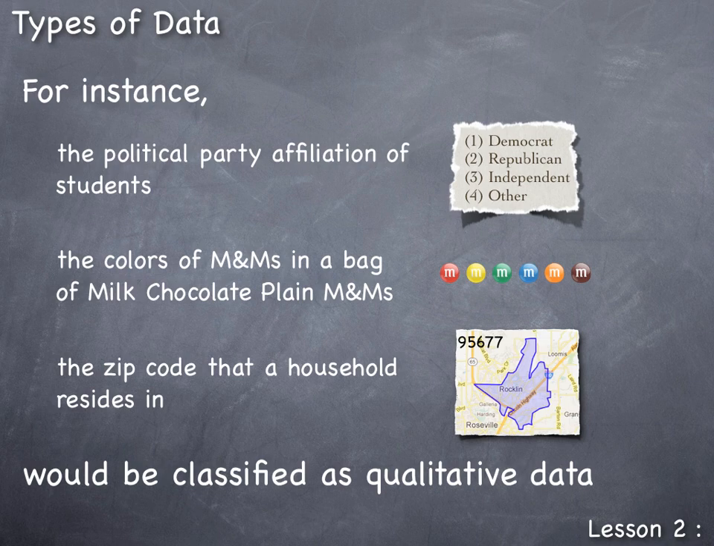Zip code, a little tricky. There are numbers like 95677, but sometimes numbers are used just as names. And with zip codes, that's the case. The U.S. Postal Service has just designated a certain region to deliver mail to as a zip code, a number. That number is not actually relevant to that specific area. It's just a convenient way of labeling or naming that zip code.